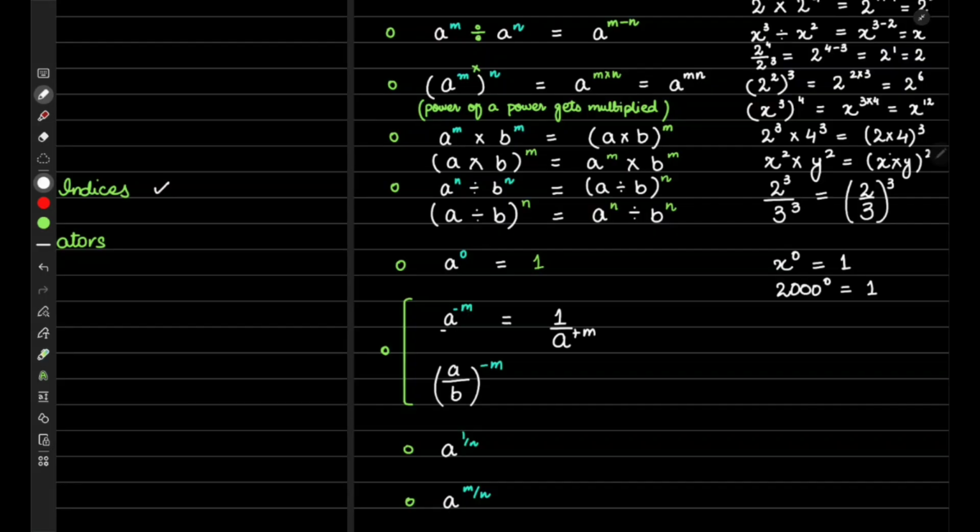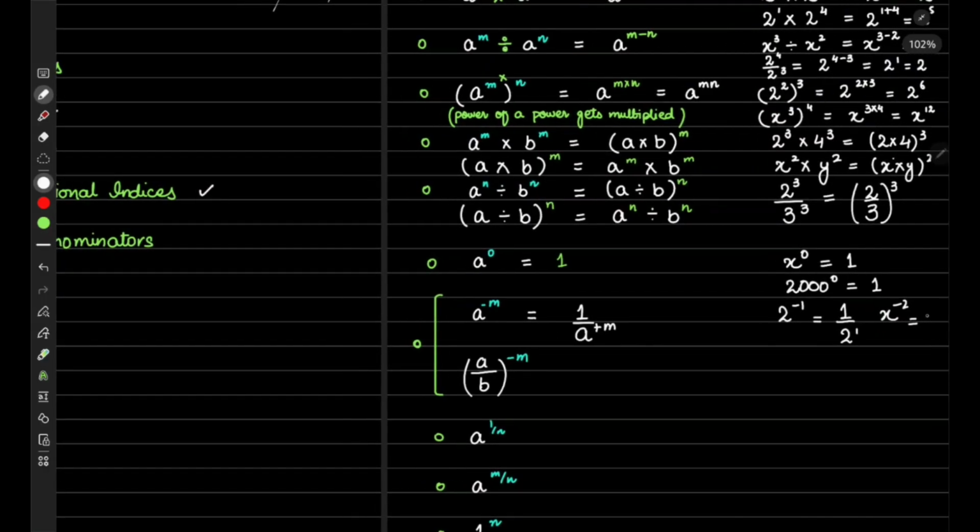So what was it initially? It was a over 1. So the base gets flipped, the fraction got flipped. Okay, it becomes 1 over a to the power m. For example, if you have 2 to the power minus 1, that means 1 over 2 to the power positive 1. Or if you have x to the power minus 2, that means 1 over x squared. Okay, so we always take the reciprocal.